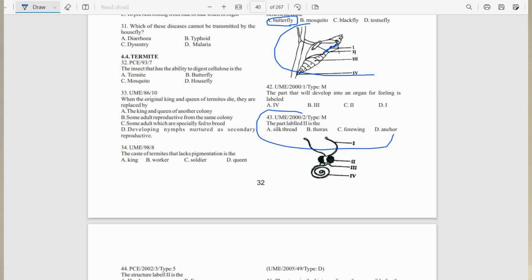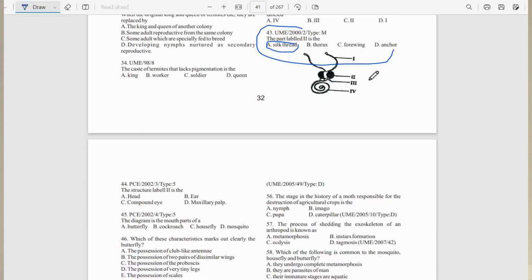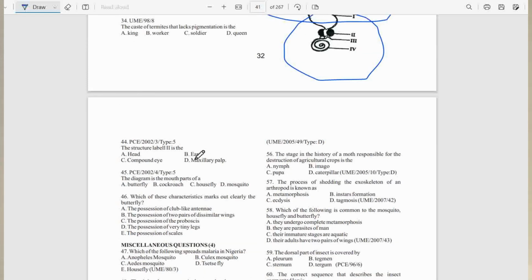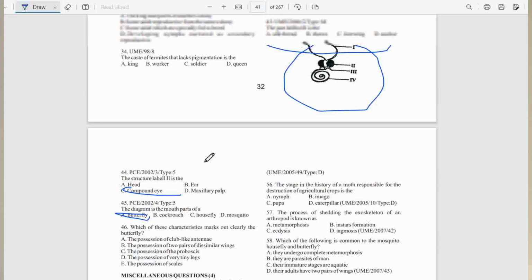Another question says the part that is labeled 2. Of course, the 2 here is the silk thread. So that's the right answer, option A. So this is the mouth part of the butterfly as well. You can see the coiled proboscis. You can see the compound eye. So the question says the structure labeled 2 is, of course, the compound eye. The next question says the diagram is the mouth part of the butterfly.